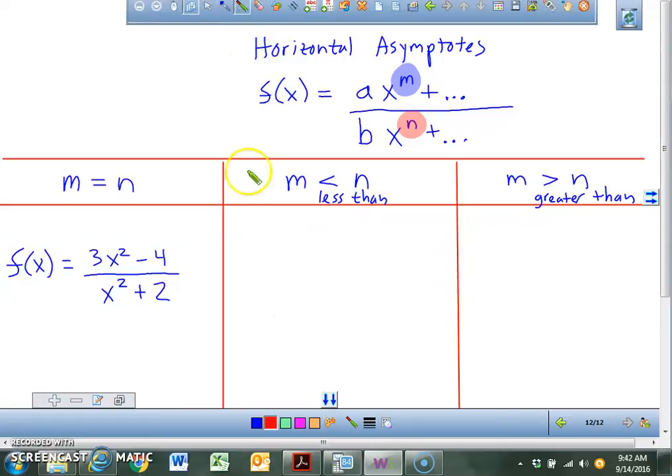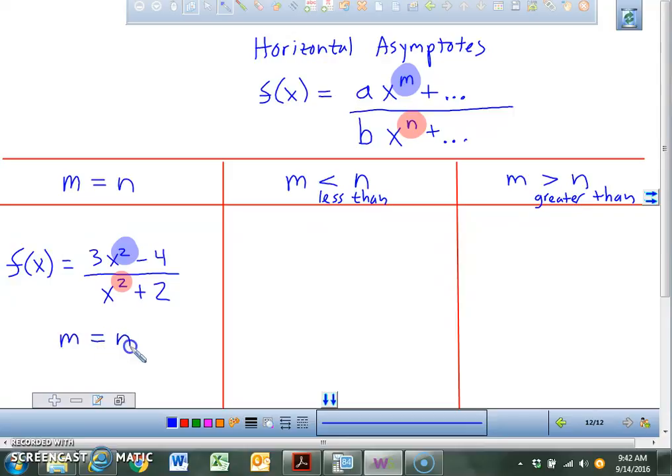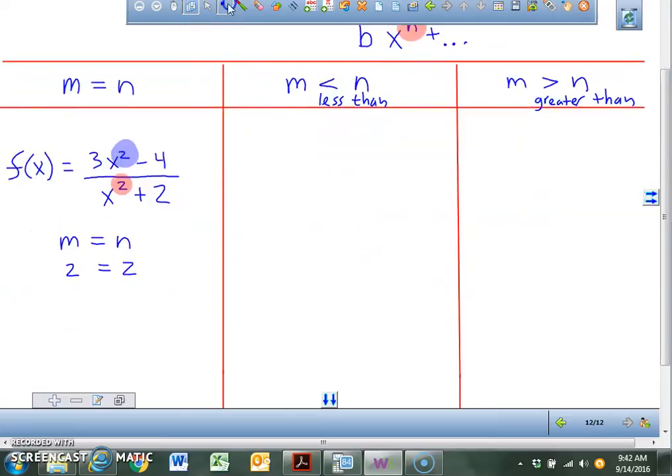I want you to notice something. When I say look at your n value in comparison to the m value, our m value is actually equal to n because 2 is equal to 2. All right? So in this particular scenario, I want you to look right here.